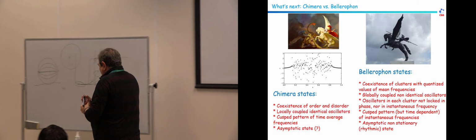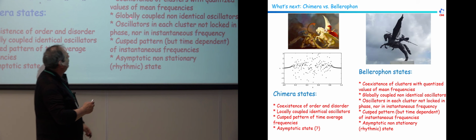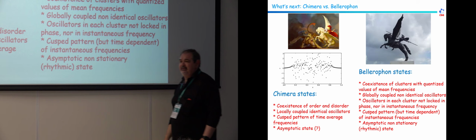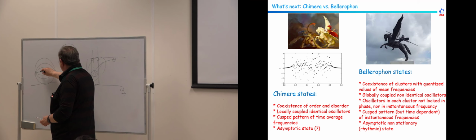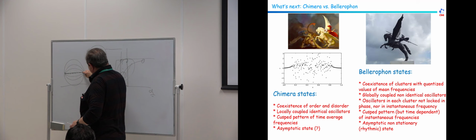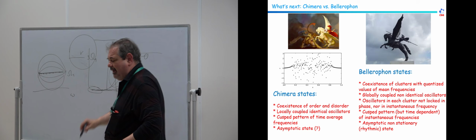The other interesting point is that they are accommodated into a sort of quantized mean frequency situation. That is, I don't have only one cluster. I will have many clusters, one here, one here, one here, and so on. This cluster will have average frequency omega 1. This cluster will have average frequency 3 times omega 1. This cluster will have average frequency 5 times omega 1.